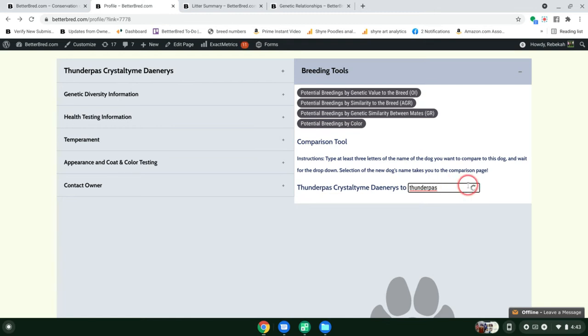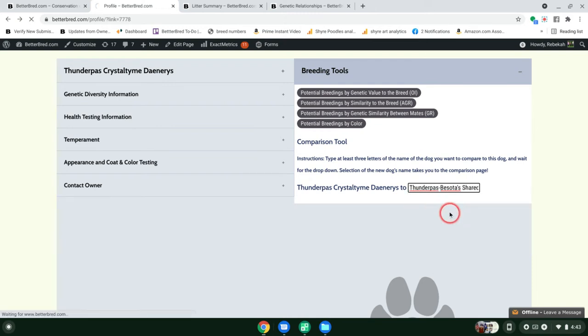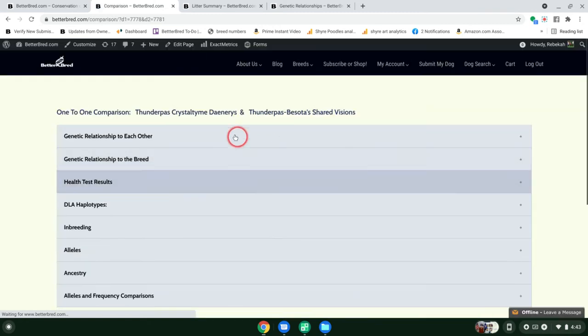And it's searching the database, and it can take a while. When you're entering these, make sure that you just put one word, or whatever you think will pull up the dog. If you type too much and you type something wrong, it won't pull up the dog. So I always just put the kennel name.